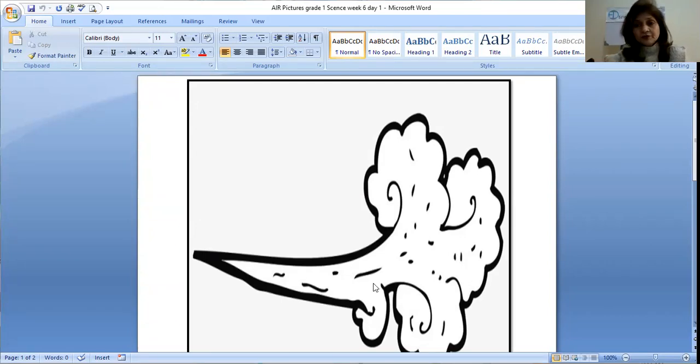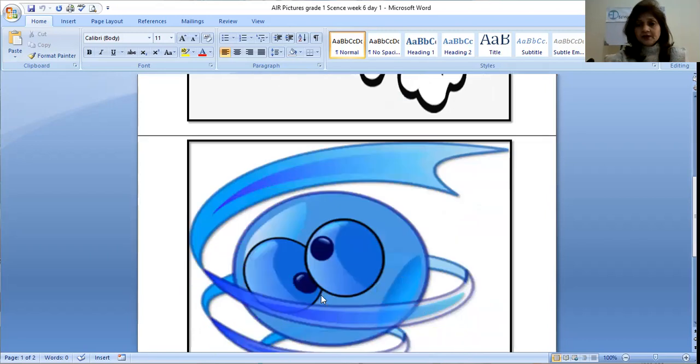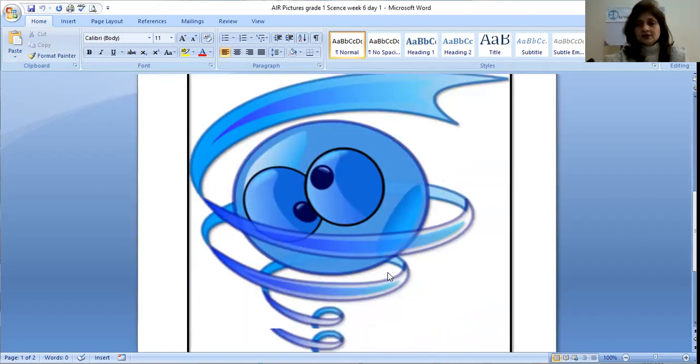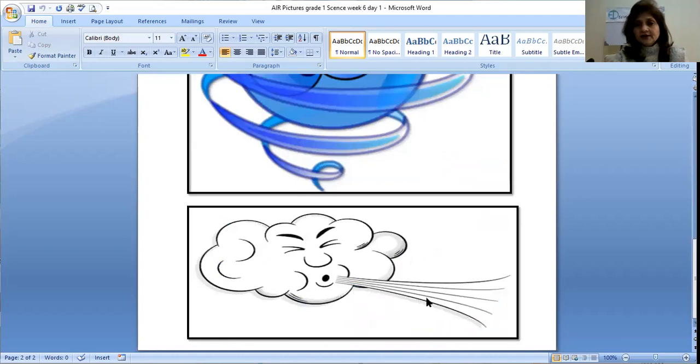Now when air is moving, that movement of air, the moving air, is called wind, okay? Now this is also air, how air is moving around. This is also air, how the air is coming out of this person's mouth, right? Or this cloud, the cloud is throwing air. It's a cartoon picture, right? Those pictures which I have shown you just now all tell you about air, right? And when the air moves, that moving air is called wind. That also we are going to do later on.